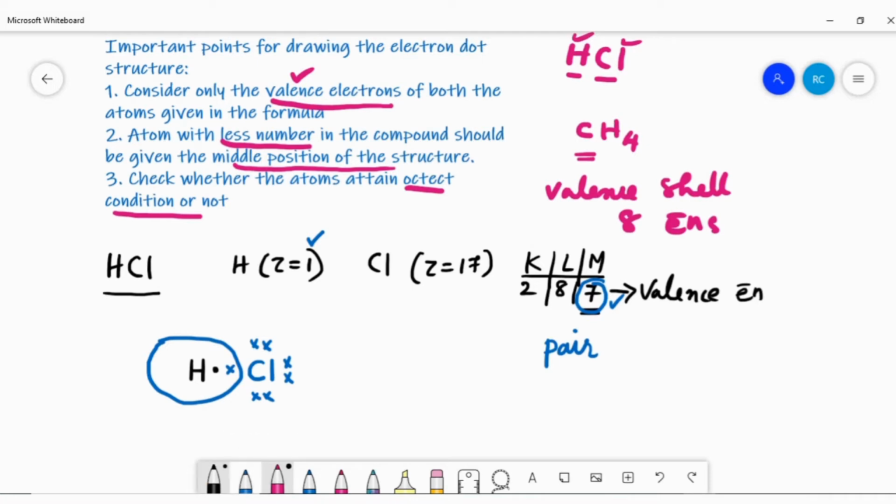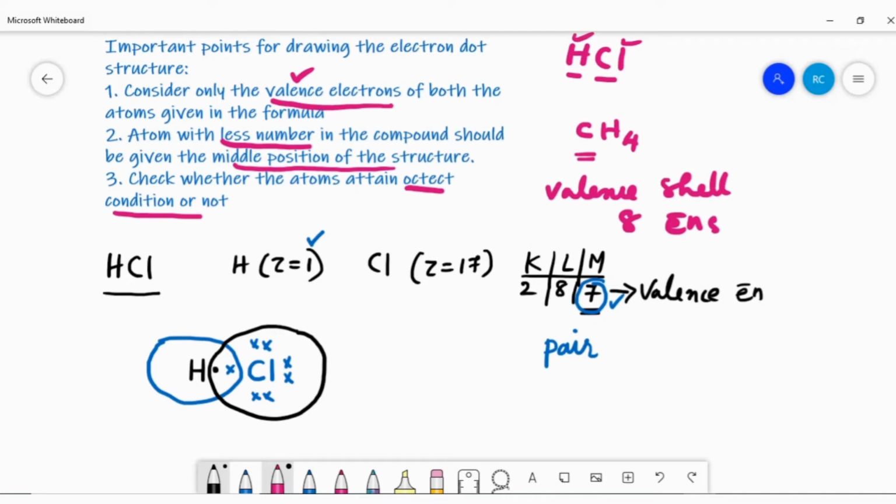And in the case of chlorine, the 6 electrons are not taking part in chemical bonding. The 7th electron, which is coming alone, is sharing with the hydrogen's 1 electron. So I'm drawing in this way, which completes the octet of the chlorine atom. So this is the electron dot structure, or electron dot symbol, of the hydrogen chloride molecule.